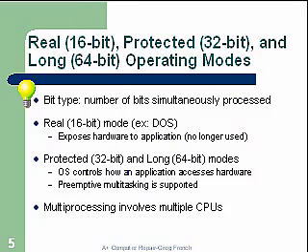Real mode exposes the hardware to applications and is no longer used because they came up with the protected mode, the 32-bit mode, or the long, the 64-bit. The OS now controls how an application accesses the hardware, so we don't have these memory conflicts. These things used to cause a lot of blue screens. Preemptive multitasking is now supported. Multiprocessing involves multiple CPUs.